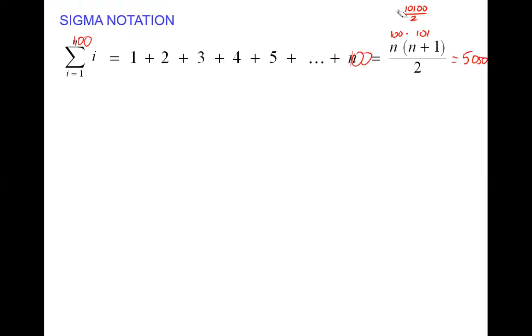5,050. Because I can divide this by 2 and I can divide 100 by 2. I mean, we don't really have to know that, but I'm just trying to show you how we can use the formula. As we can see, we do have the formula for addition of just counting numbers.